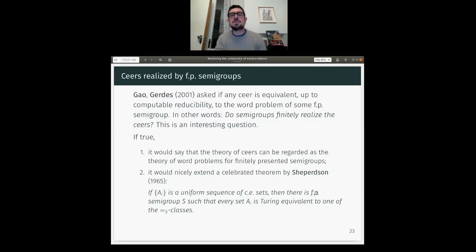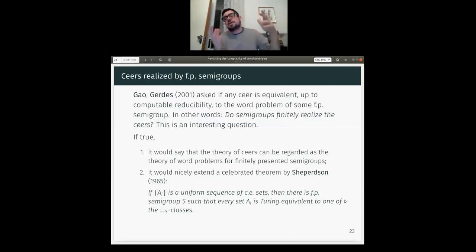So it says that there exists a finitely presented semigroup S such that every set in this uniform list of c.e. sets will be Turing equivalent to one of the classes, right? So the idea is that, yep. Some question? No? Maybe not? Okay. So basically, this result by Shepherdson says that if you have a uniform sequence, you would like each of these sets to be c.e., right? But you would like, in a computable way, once and for all, for any single c.e. set, to know which element will enter in it.